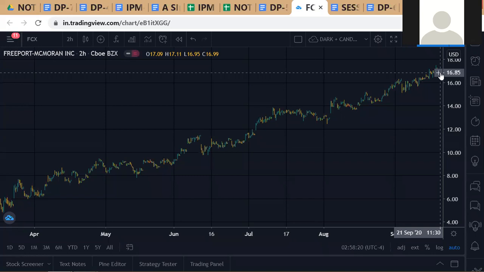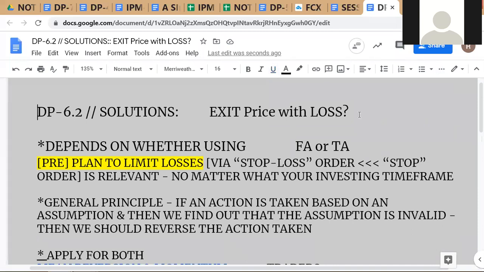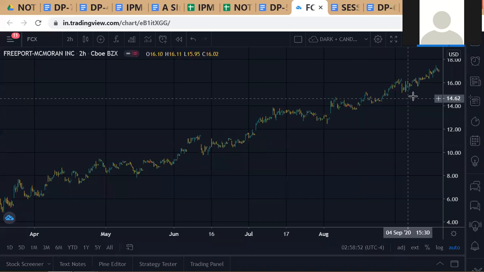Now I need to worry about what happens if the position keeps on losing money. In that case, what do I do? I need to have a plan from before as to the stop trigger price below which I will completely exit my position. The question is, DP 6.2 essentially deals with this. Where should that price be? Where should my exit price with loss be? What should be my exit price with loss? That's the question we're trying to answer.